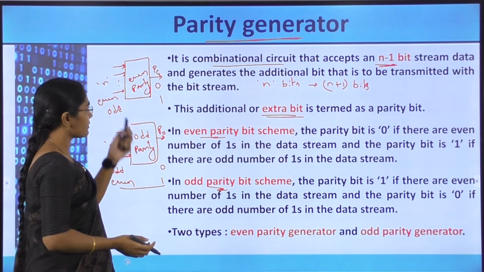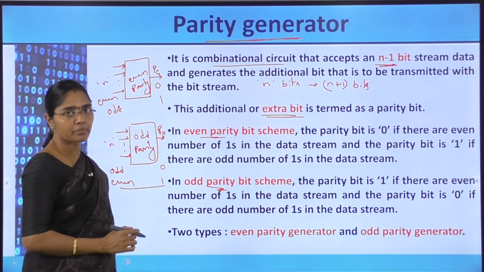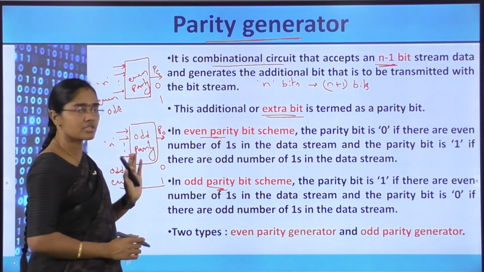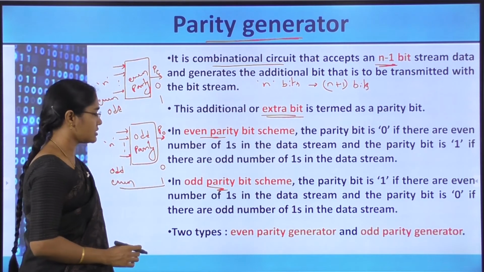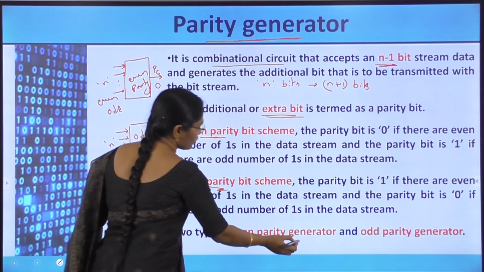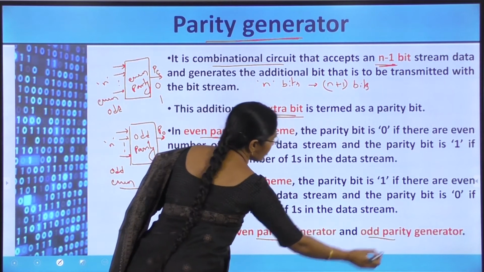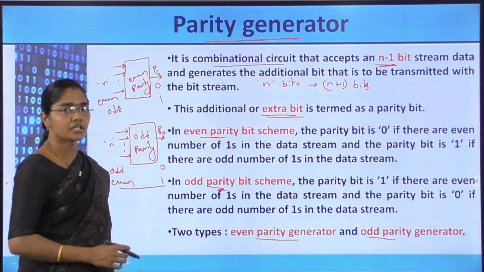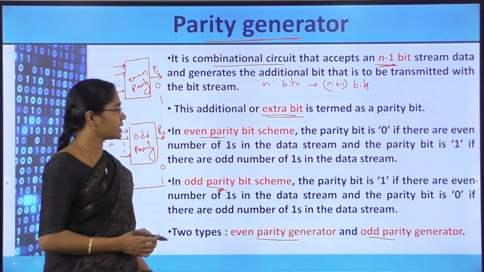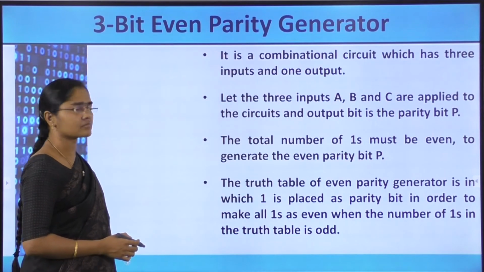Okay, that is the function of even parity and odd parity. These two are used in all our communication systems. So there are two types of generators: one is the even parity generator and another one is the odd parity generator.